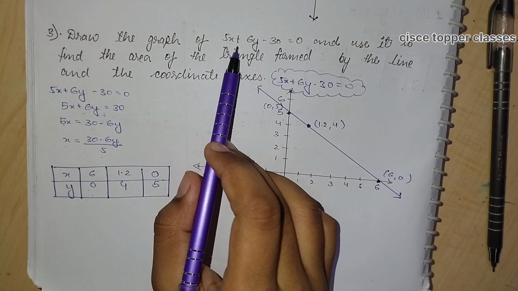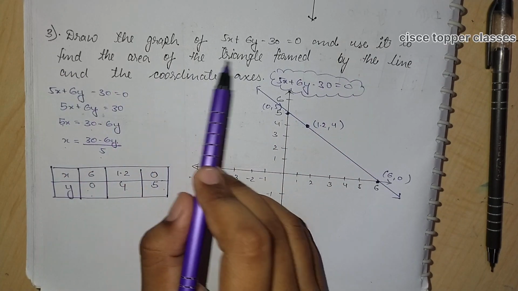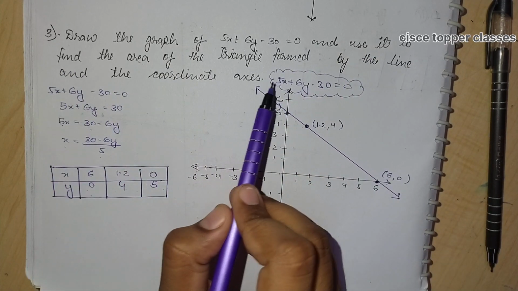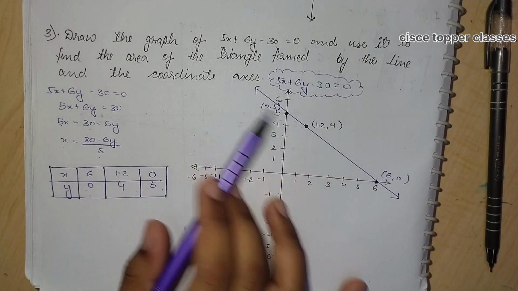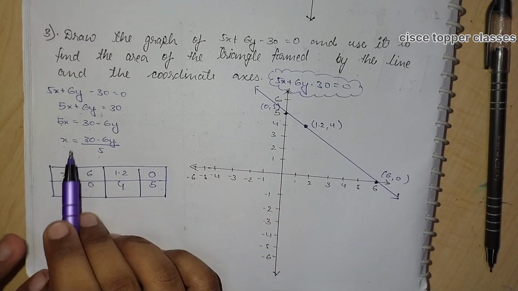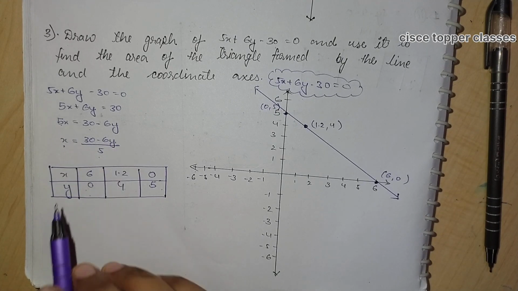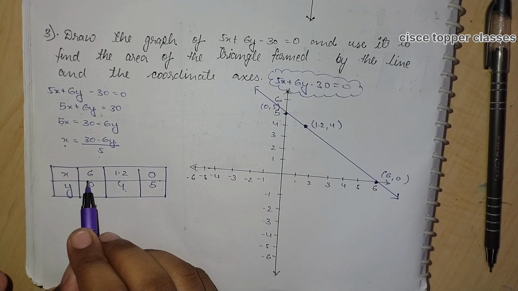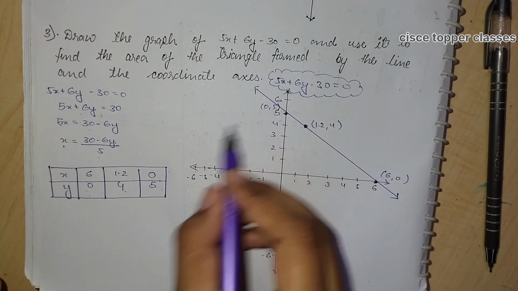We have to draw the graph of 5x plus 6y minus 30 equal to 0 and use it to find the area of the triangle formed by the line and the coordinate axes. So if we want to find the values of all the coordinates, we will first convert it into dependent and independent variables. So x is the dependent variable and y is the independent variable. We will put the value of y, so we will get the value of x here, and from that we can point the coordinates in this line. So these are the points here.